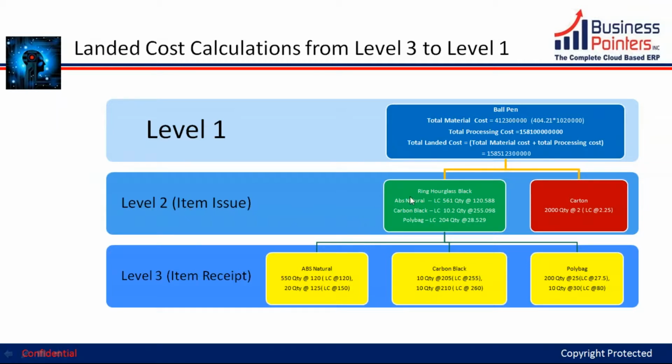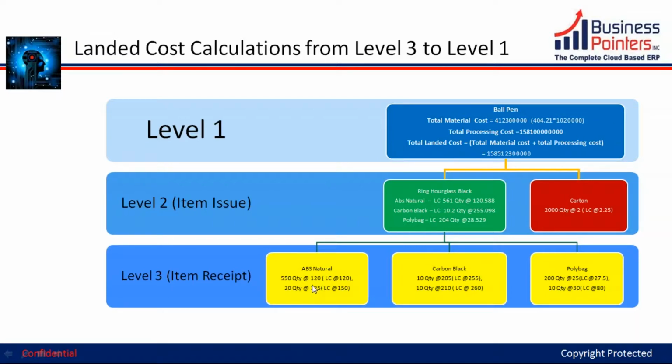Next is level 2. While doing an item issue for the ring hourglass, how is the landed cost being calculated? If you see over here, for the ABS natural, the total quantity required is 561. Now we are receiving 550 quantity at 120 per unit landed cost, plus 20 quantity at 125, so the price is different. There is a price difference between the 550 quantity and the 20 quantity, so we are calculating an average.